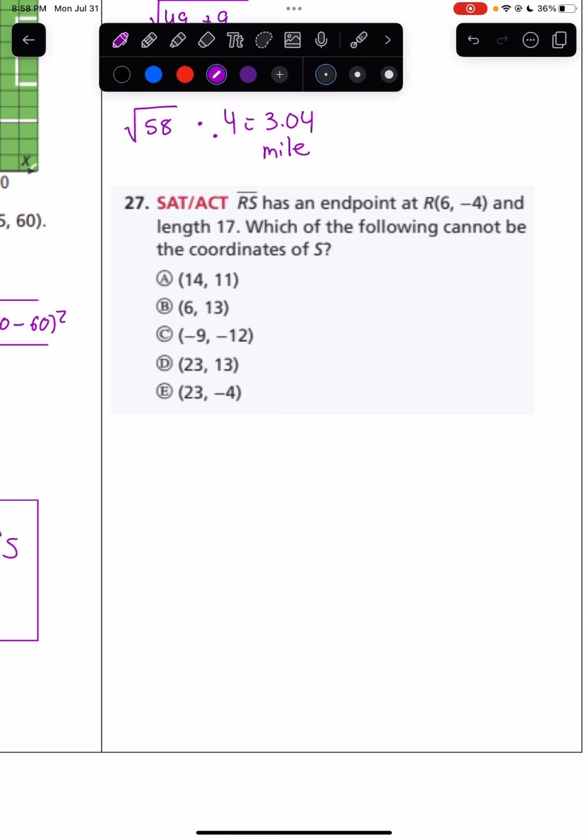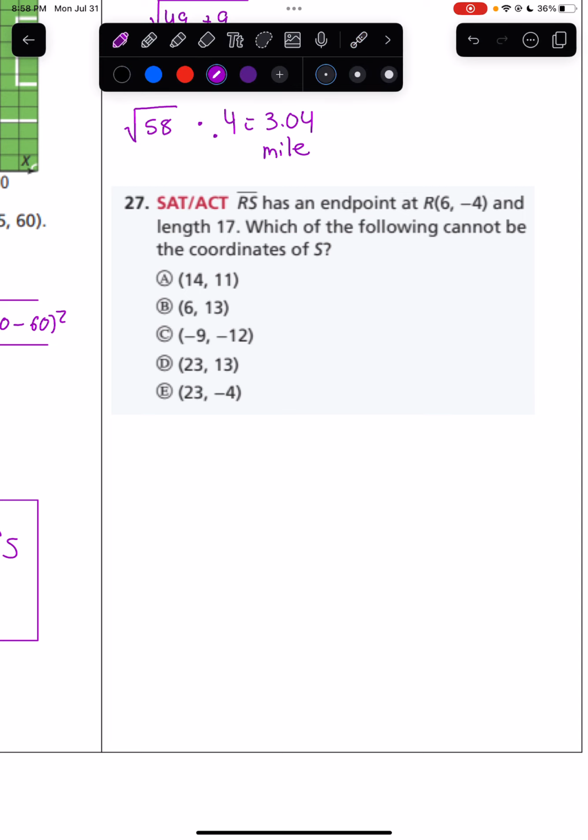17, what we can do is we can find which of these endpoints, A, B, C, or D, create a 17 as the distance. If we use 14, 11, for example, and 6, -4 as our coordinates, does that give us the correct distance? That means we're going to have to use a lot of distance formula.